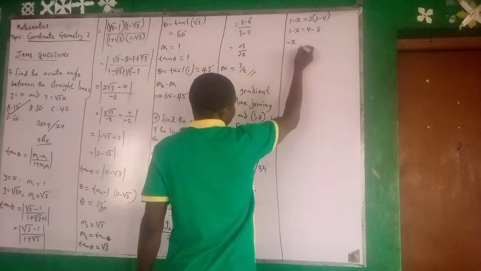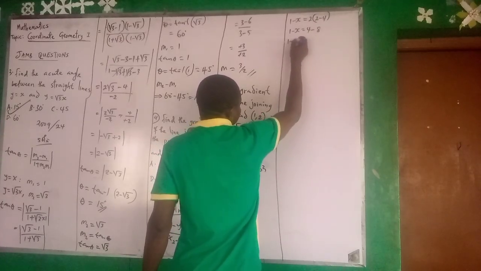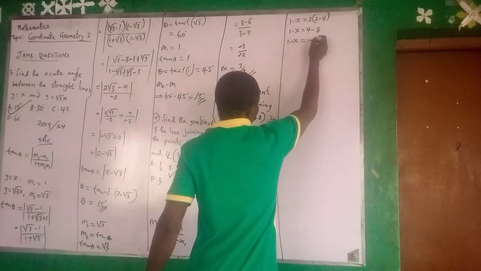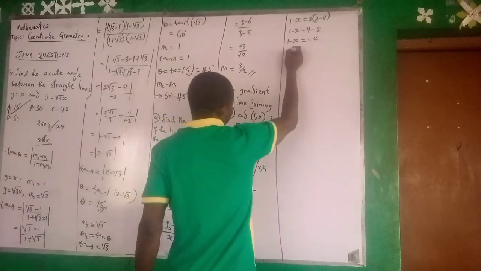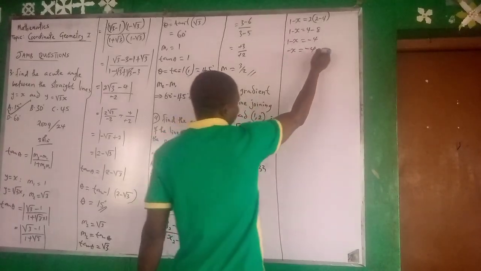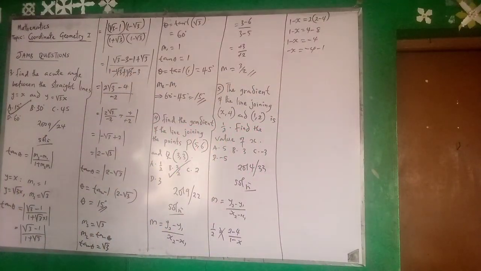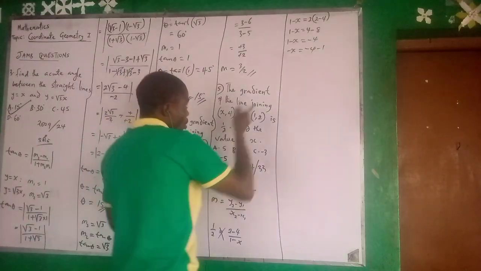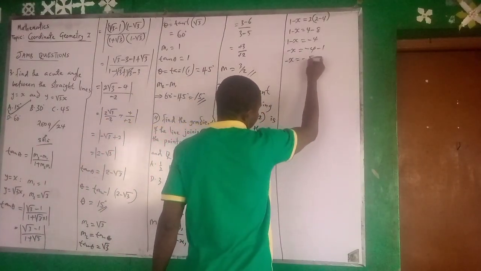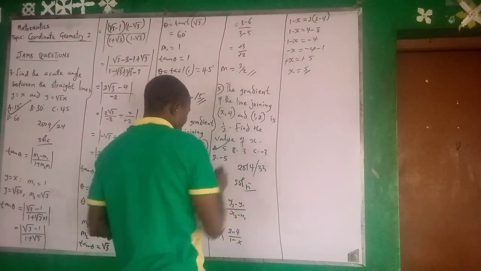Okay, let's simplify. 1 minus x equal to 4 minus 8, which is minus 4, right? That's minus x equal to minus 4, minus 1, because the 1 is going inside. Right? And that will be minus x equal to minus 4 minus 1, which is minus 5. Minus cancels out. Our x becomes 5, which is option A.